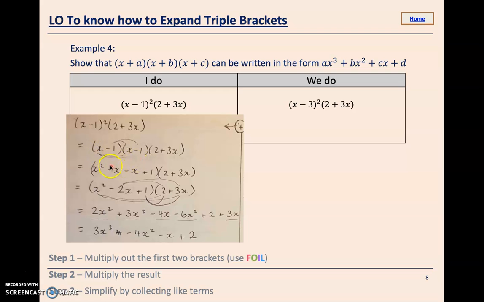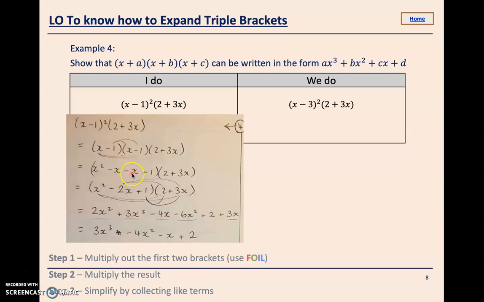So again, we just times the first 2 brackets by one another. The first terms are times together to give x squared. The outer terms are times together to give minus x. The inner terms are times together to give minus x. And the last terms are times together: minus 1 times minus 1 gives us positive 1. We tidy up this bracket, so we have x squared.